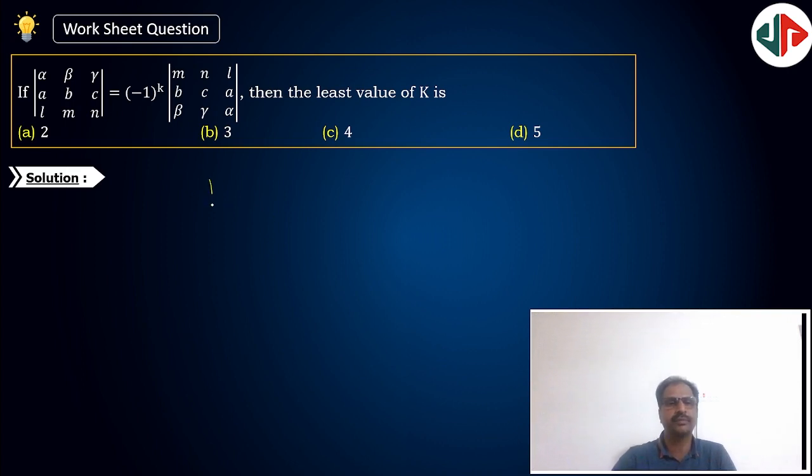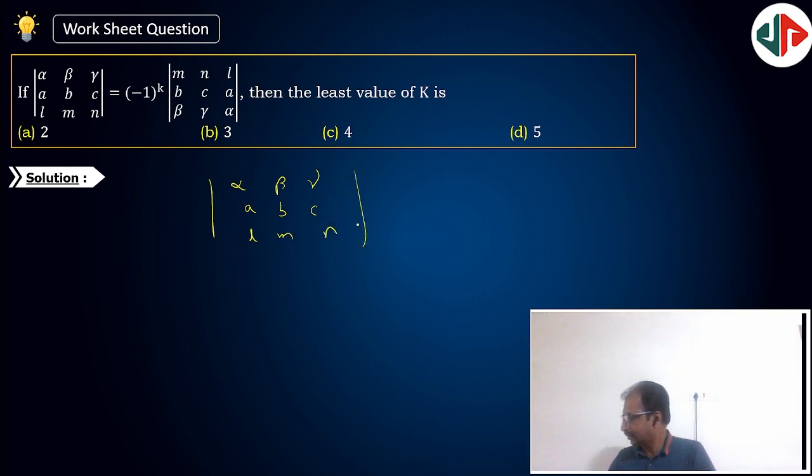Next, determinant of alpha, beta, gamma, A, B, C, L, M, N is given as minus 1 whole power k into another determinant. Then what is the least value of k? And we have one property. If any two rows or columns are interchanged, sign of the determinant changes.